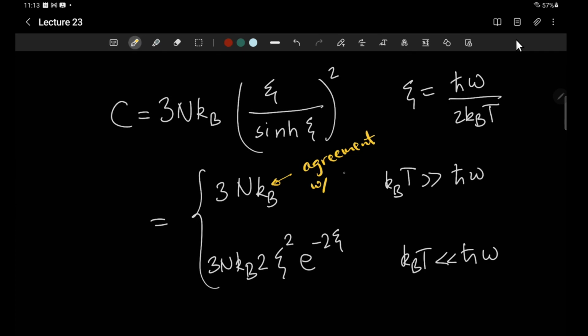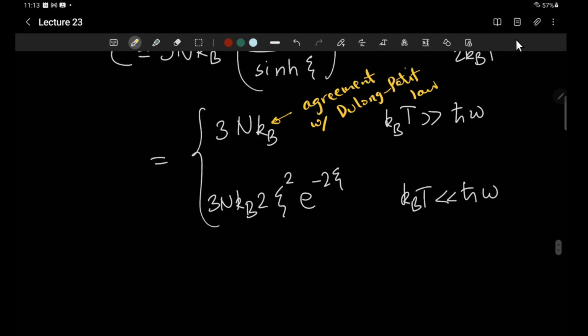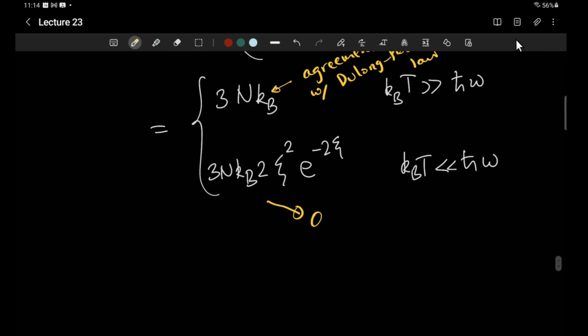with experiment, and that experiment is the Dulong-Petit kind of thing. So it's called the Dulong-Petit law. It's an experimental law. It just says this thing. And the behavior is C tends to zero, of course, as xi goes to infinity. Even though xi squared is going to infinity, the exponential falls off faster than any polynomial function. So exponential wins. So it goes to zero. But this is wrong behavior. Okay, but it is exponentially fast.